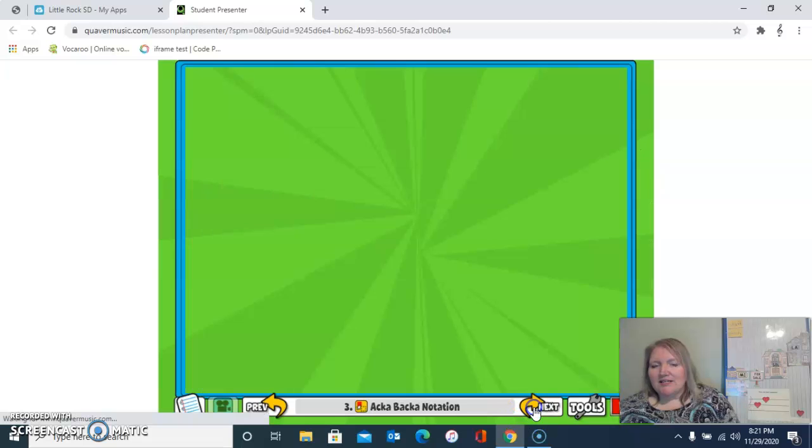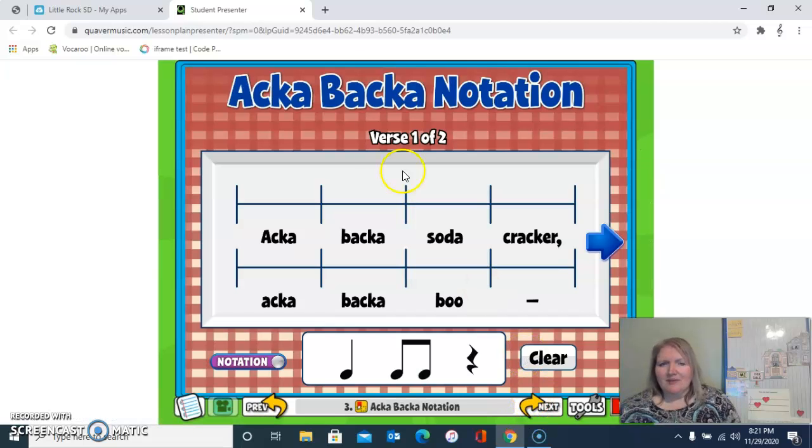And we're going to go ahead and click on. We're going to learn a new song called Acca-Bacca, and the first thing we're going to do is put the rhythm together. So remember that rhythm, let me find my card. Rhythm are patterns of long and short sounds and silences. So these are going to be easy rhythms for us today because we've only got quarter notes, eighth note pairs, and then our quarter rest.